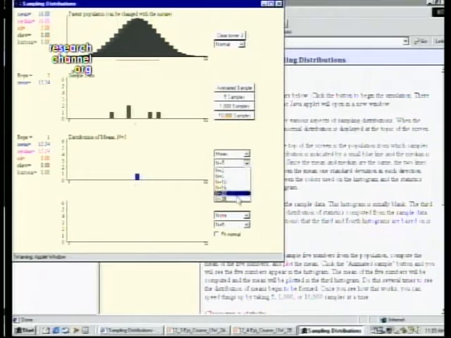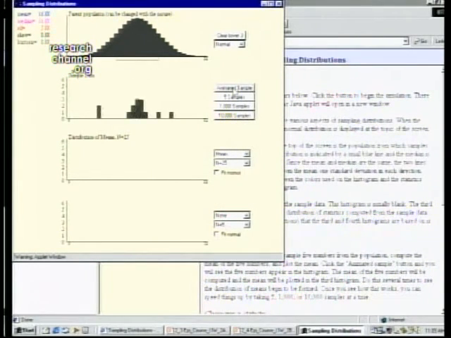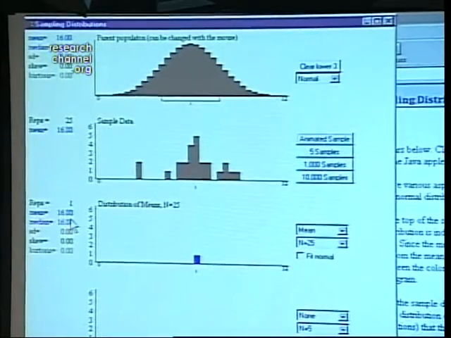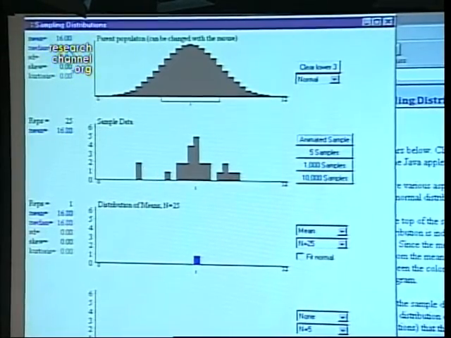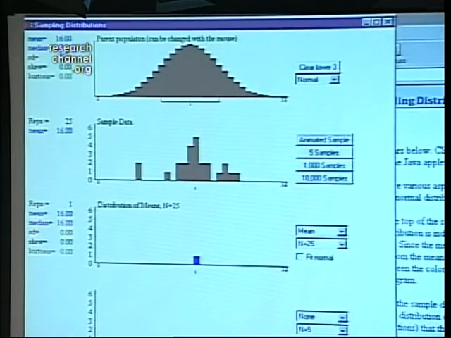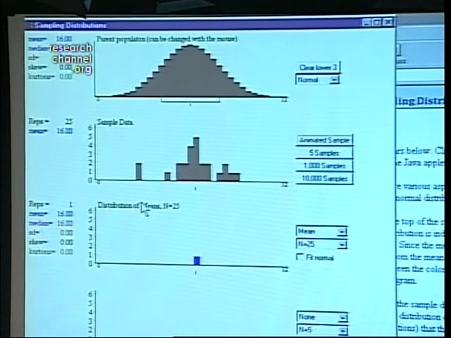Suppose I clear this and I look at a sample of size 25. Here's the sample of size 25. What's the mean? 16.8. How does it compare to the true mean? Pretty close. And we see the spread, again, is similar to what it is in the parent population.